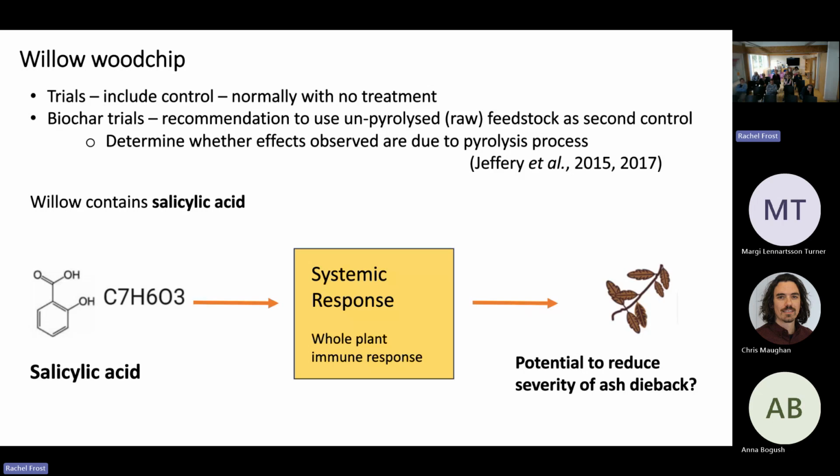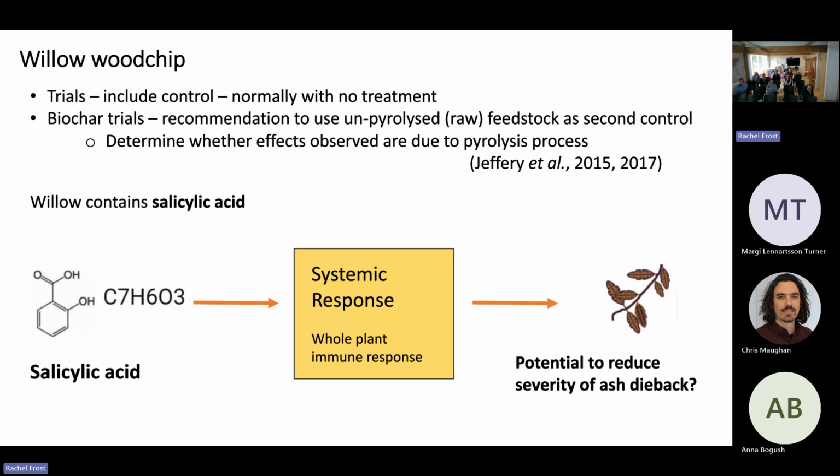Now, the other material I was going to test was willow wood chip. So when you do an experiment, you usually have a control with no treatment. In biochar trials, it's often recommended that as well as looking at the pyrolyzed material, that you look at the underlying feedstock to see whether any effects observed are due to the pyrolysis process. In this case, the biochar I was using was made from willow wood chip, so I also wanted to trial willow just as a soil amendment.